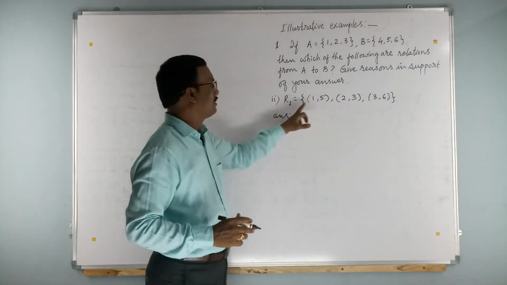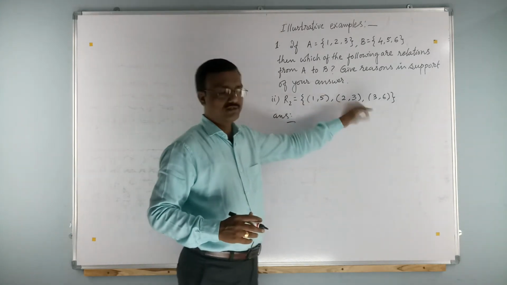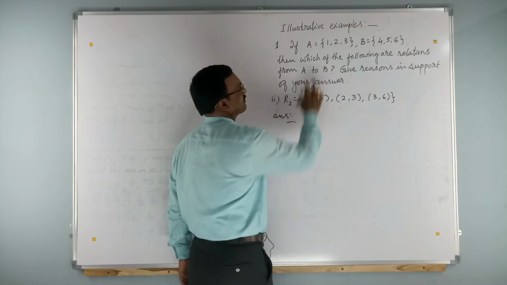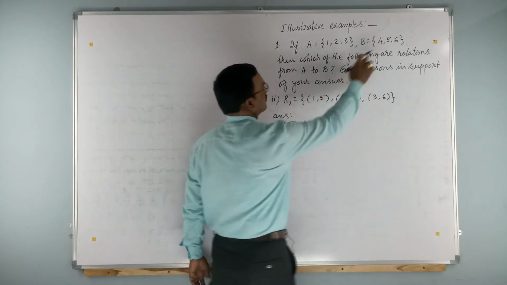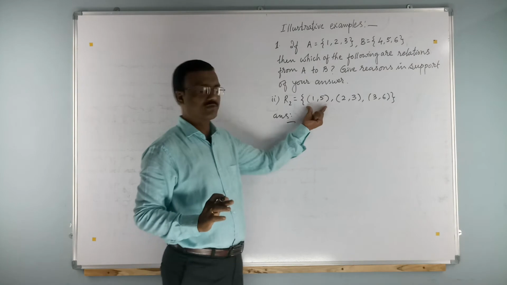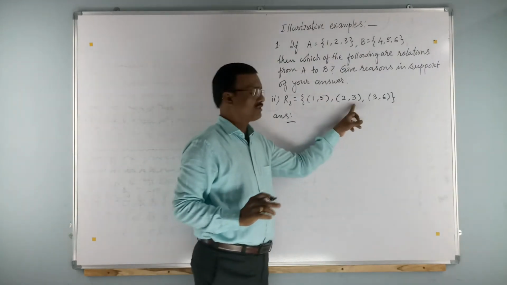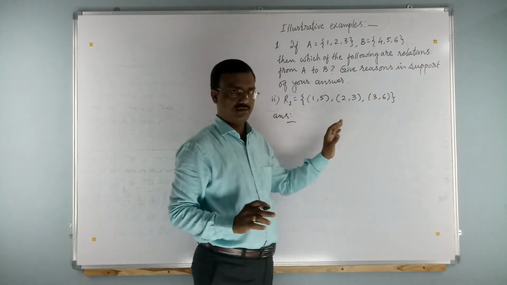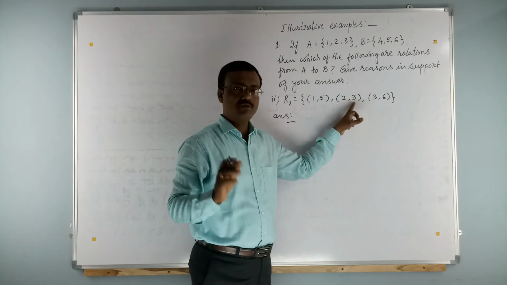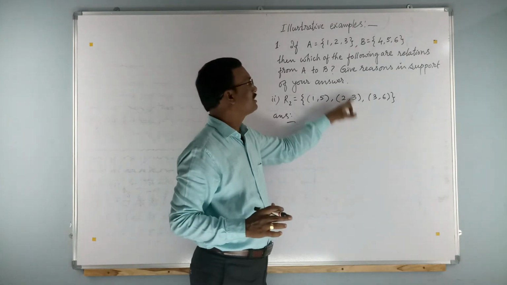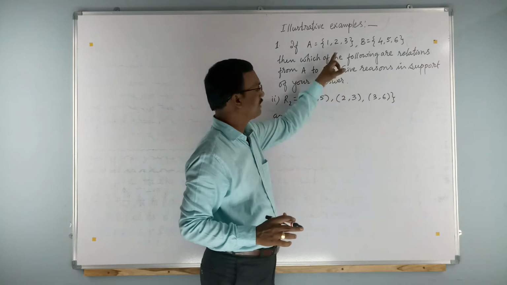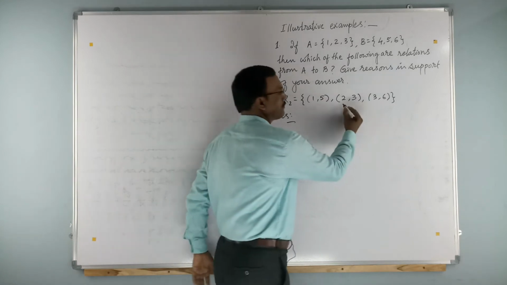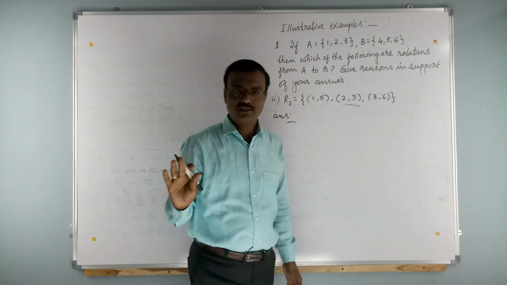Second one now, R2: 1, 5, 2, 3 and 3, 6. You check the elements or the pairs here. Here 1 is from set A, 5 is from set B. Okay, first pair is from A cross B. 2 comma 3. Now 2 is from A, 3 is also from A. Ideally 3 should have been from the set B, but here 3 is from A. That means 2 comma 3 is not from A cross B. Due to this pair, this R2 cannot be a relation.